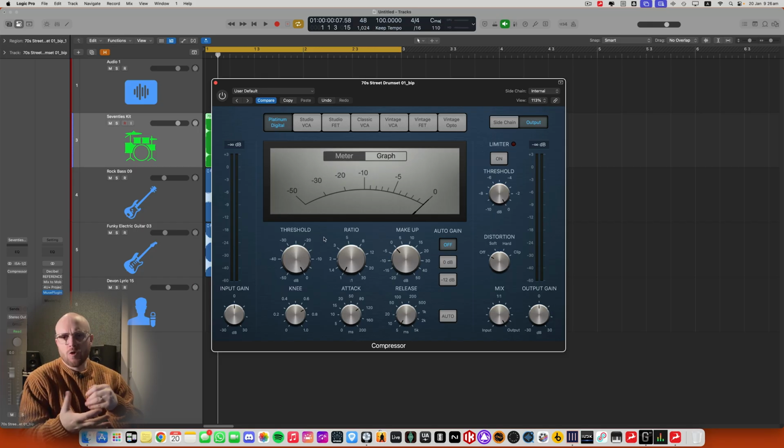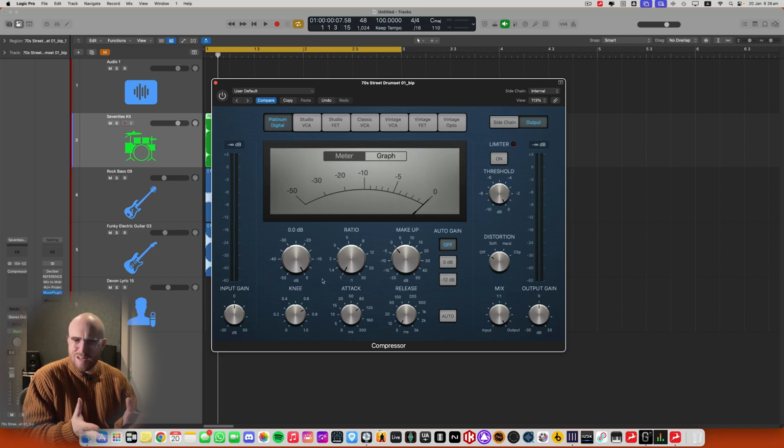Okay, now it's very difficult to say whether one function is more or less important than any other function because the different controls on a compressor work together. But probably if you were going to state which function is the most important, the threshold and the ratio combined are the most important functions on a compressor. The threshold is the point at which the compressor starts working. Let's say that again. The threshold is the point at which a compressor starts working.